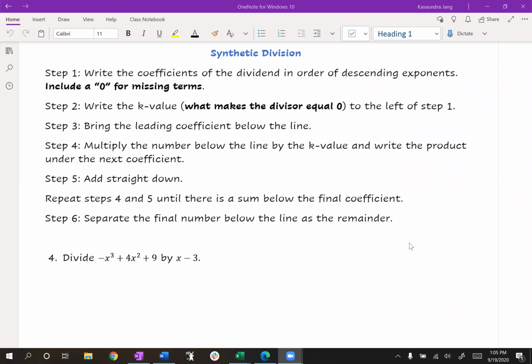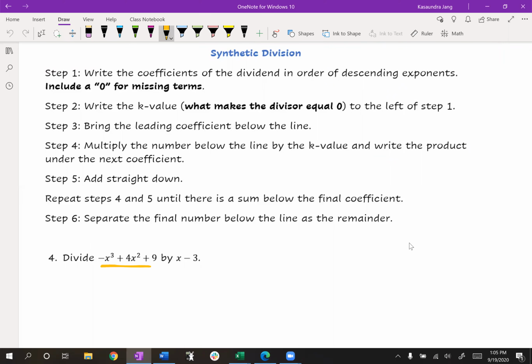Hey guys, so last time we looked at long division, now let's look at synthetic division. So synthetic division, we're going to start with writing the coefficients of the dividend in order of descending exponents. I'm looking at number 4 here, and they are in descending exponents, going down from a 3 to a 2, and this is my constant term, a degree 0.